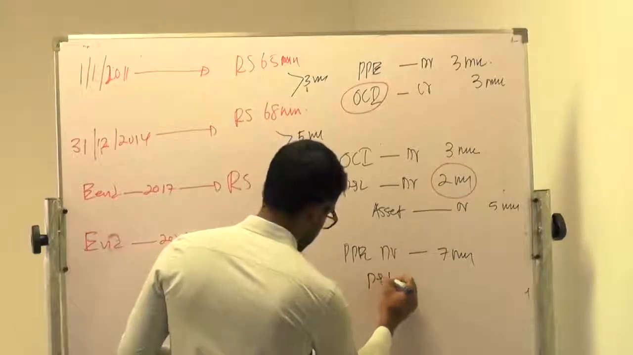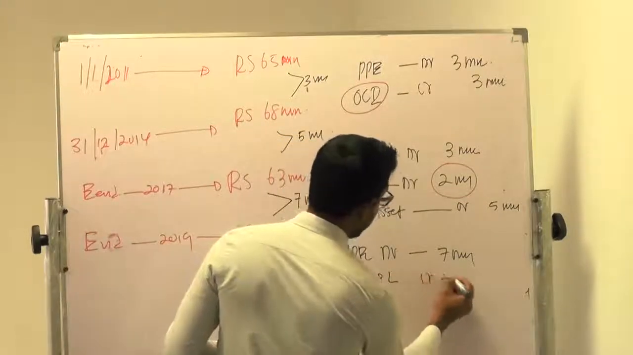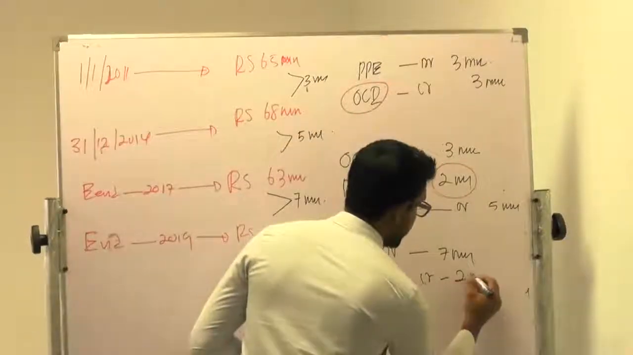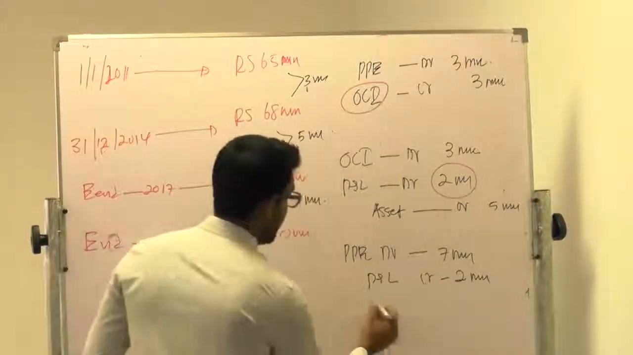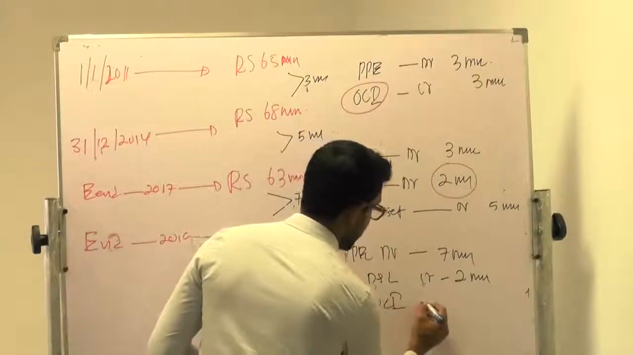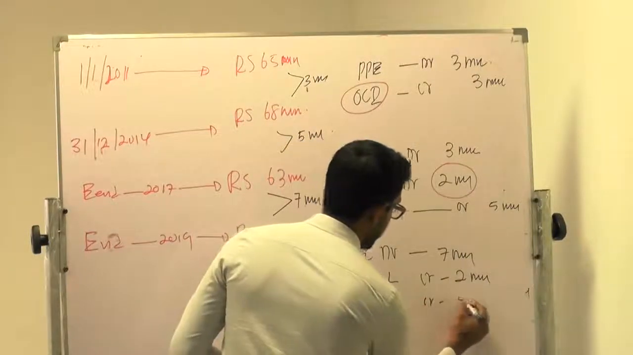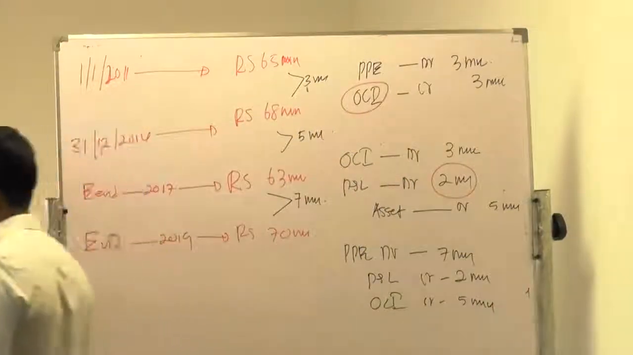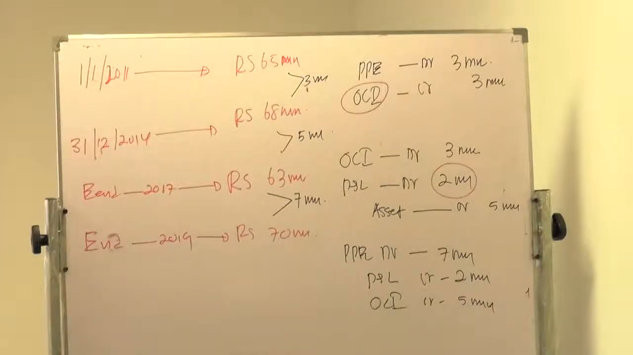P&L should be credited. Why? Earlier you recognized 2 million as a loss, which you have to recognize again back to the P&L, and OCI, how much? Credit 5 million. OCI 5 million. Right? Fine. Now look at this example.